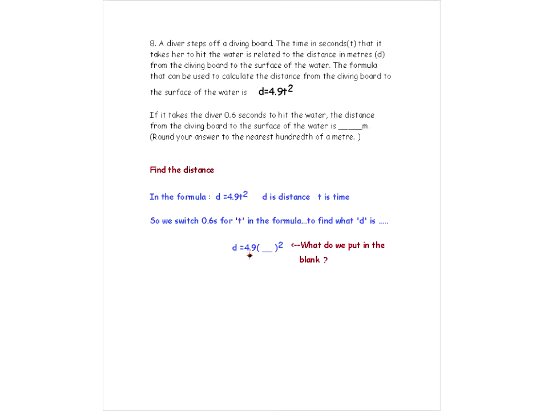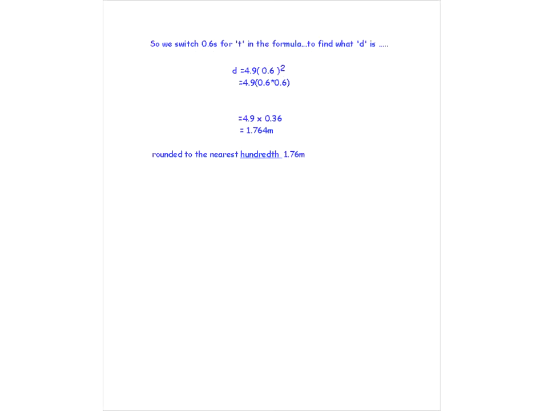If we have D equals 4.9 something squared, it's going to be 0.6 squared, right? Because we're putting that in for T. Okay, so now we'll show what that looks like. Okay, so instead of the T, we just put in the 0.6, and 0.6 squared is 0.6 times 0.6. That's 0.36. We multiply it by the 4.9. We get this amount here.